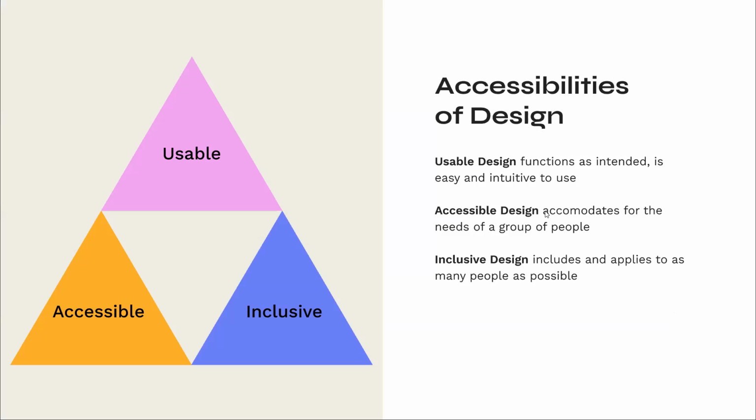So usable design functions as intended and is easy and intuitive to use. Accessible design accommodates for the needs of a group of people, and inclusive design includes and applies to as many people as possible.